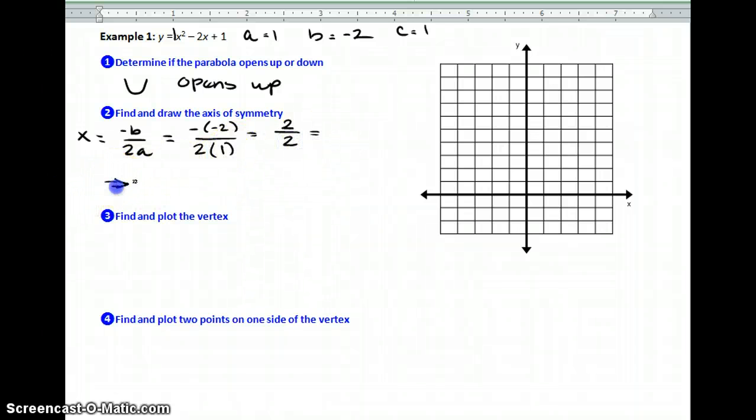Then we'll simplify. Negative times a negative is positive, so 2 over 2. Well, I'm going to go right here. x is equal to 1. This is my axis of symmetry. I'm going to draw that. Maybe I'm going to highlight it at 1.